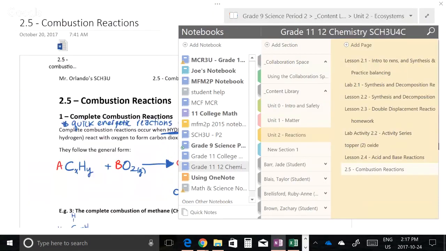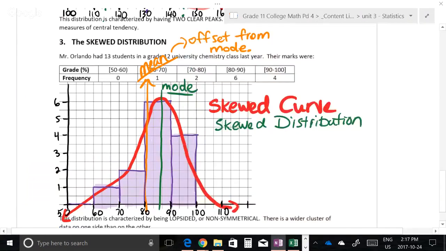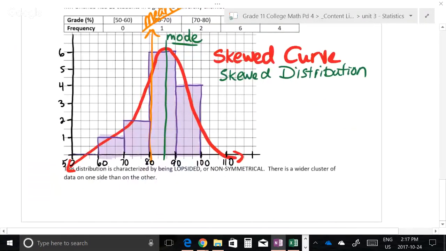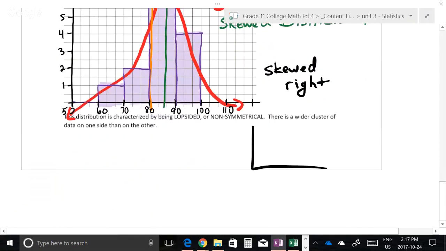So those are the types of skews that you can see, left or right. This one is skewed right. And if you want to do a little drawing of what skewed left would look like, you could have something like this.